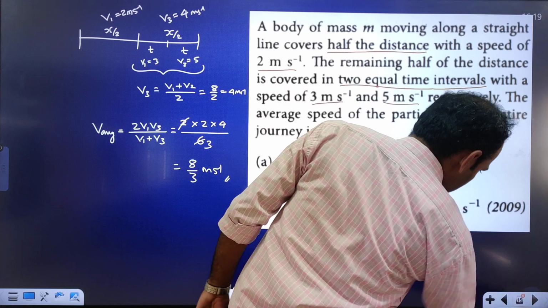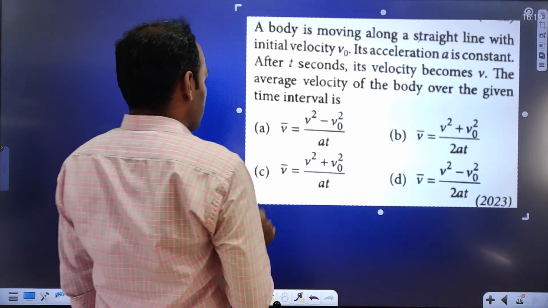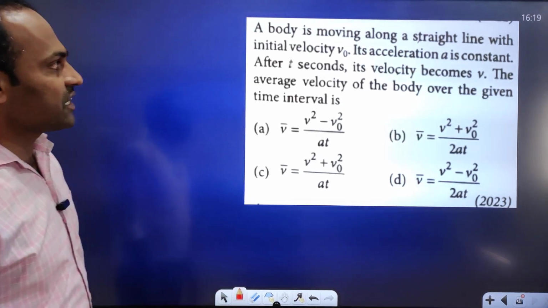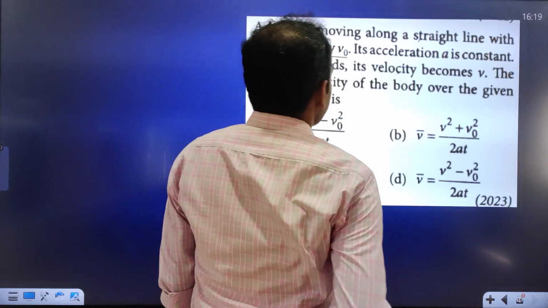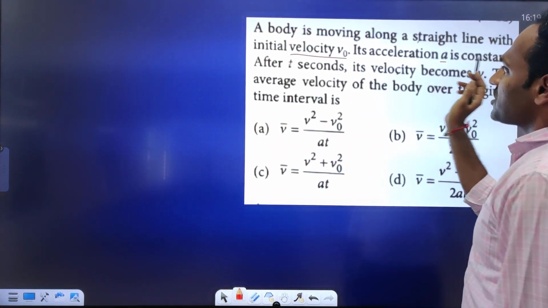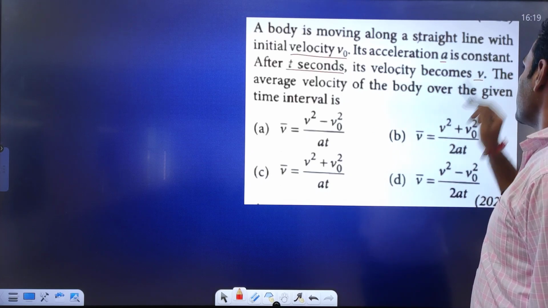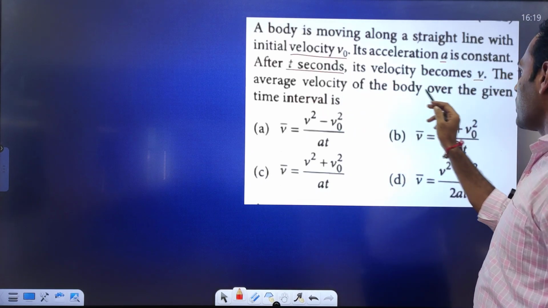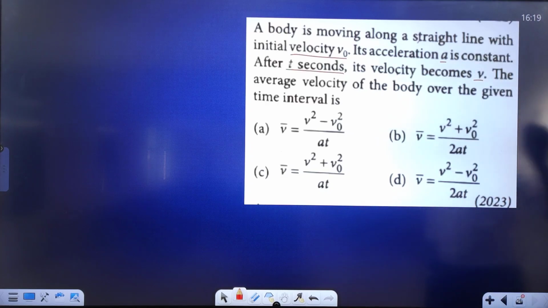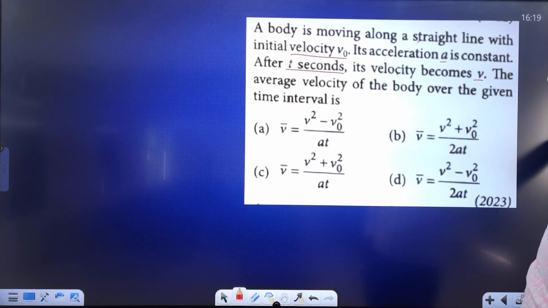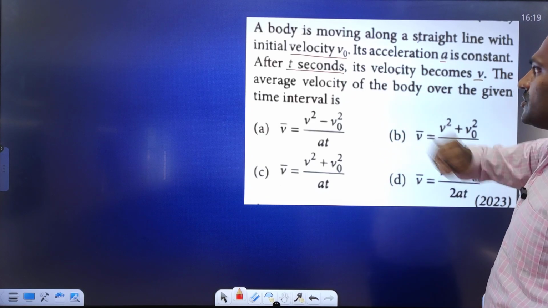Let us go to the next question then. So this is the last question of this session. A body is moving along a straight line with initial velocity v0. Its acceleration a is constant. After t seconds, its velocity becomes v. The average velocity of the body over the given time interval is? They ask for the average velocity. Initial velocity is v0.